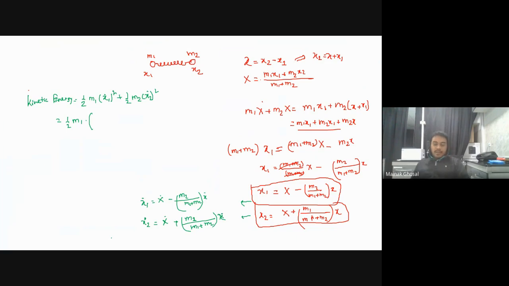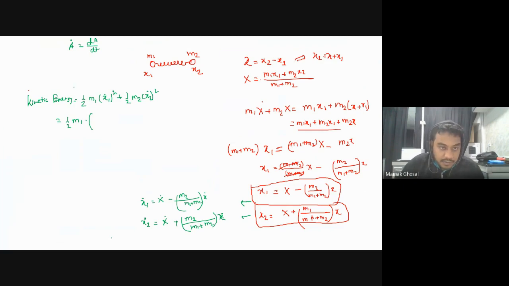How is this happening? If you take d by dt on both sides, and m1 and m2 are constant, you will get dX by dt, and I am writing this as a dot. A dot signifies dA by dt. It is beneficial if someone is confused. So X dot means dX by dt, and x1 dot means dx1 by dt.